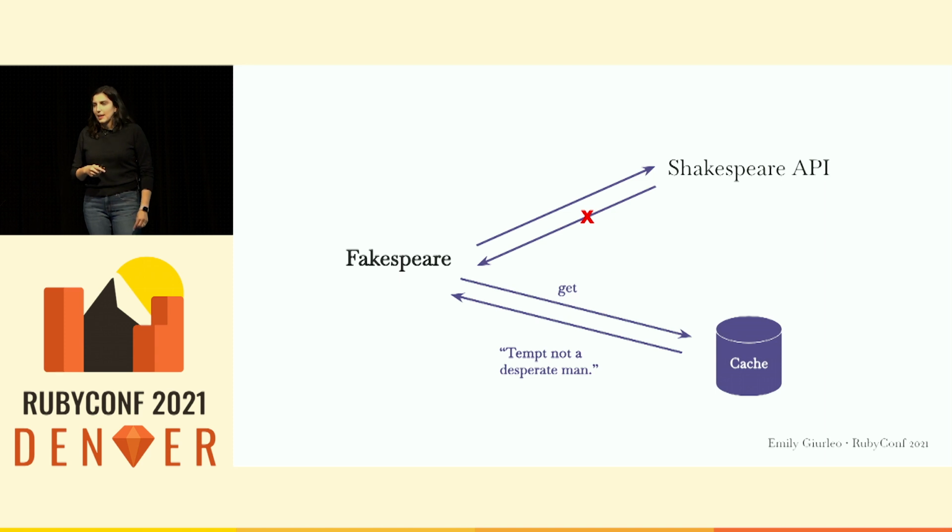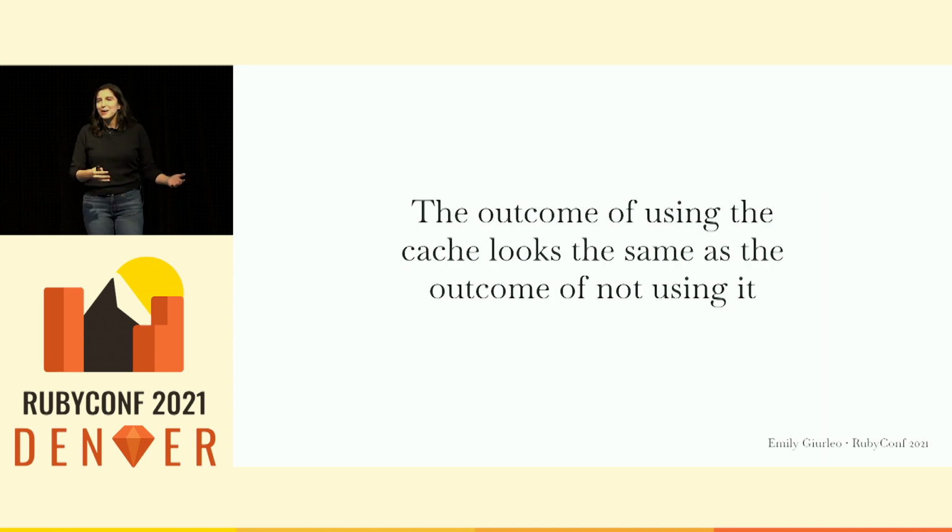The other scenario that we might want to test with the cache is that when the Shakespeare API fails, the gem properly gets a quote from the cache and then completes the rest of the method. Now, this scenario is also really hard to test for an entirely different reason, which is that the outcome of using the cache looks exactly the same as the outcome of not using the cache.